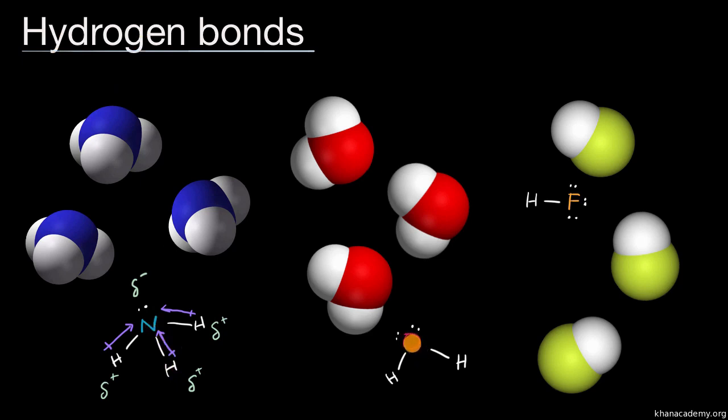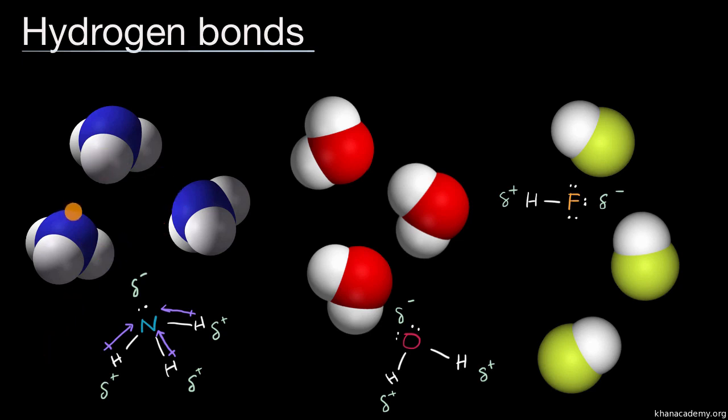Oxygen, very electronegative atom bonded to hydrogen. So this end of the molecule is partially negative. This end of the molecule, or these ends of the molecule, are partially positive. For hydrogen fluoride, this end is partially positive. This end is partially negative. And so what do you think could happen when these molecules interact with each other?